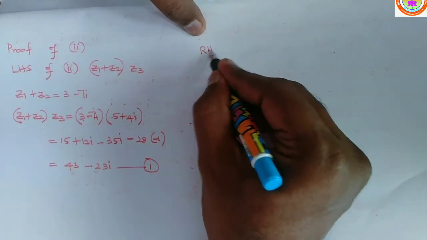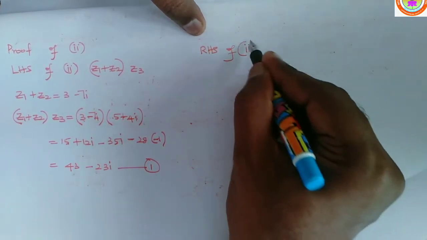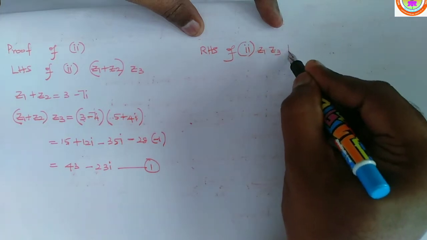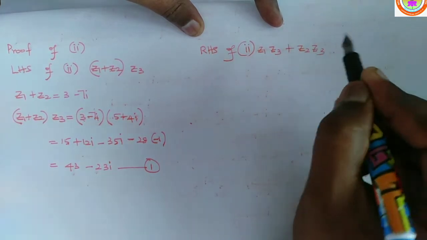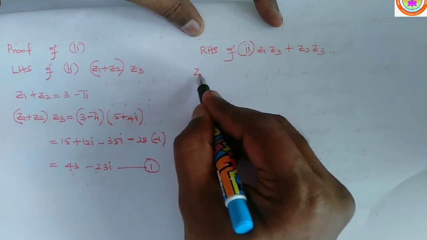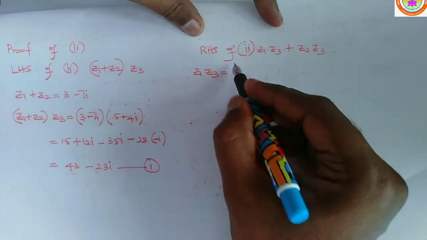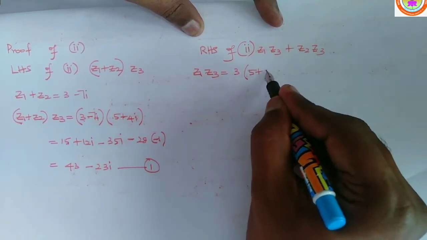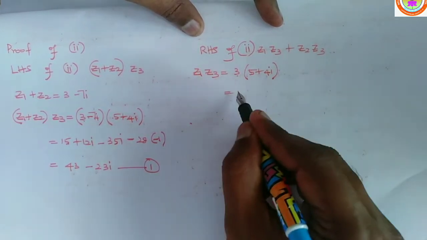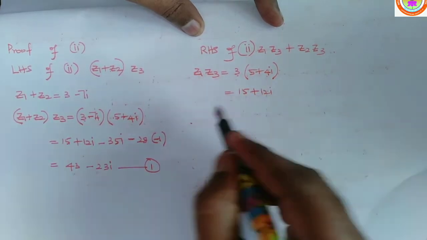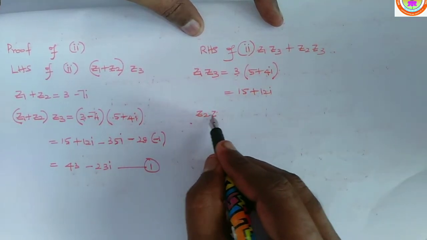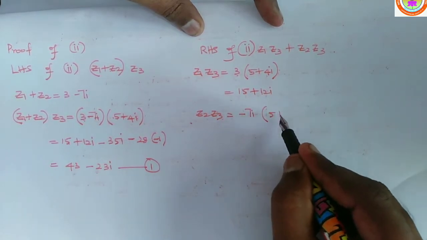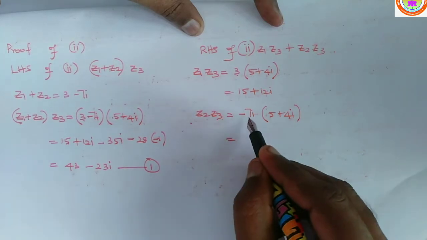Next, the RHS of subdivision 2, which is z1 into z3 plus z2 into z3. So first write z1 into z3. z1 is 3 and z3 is 5 plus 4i. You can multiply. 3 5s are 15, 3 4s are 12i. Next, z2 into z3. z2 is minus 7i, z3 is 5 plus 4i. Now we can start the multiplication.